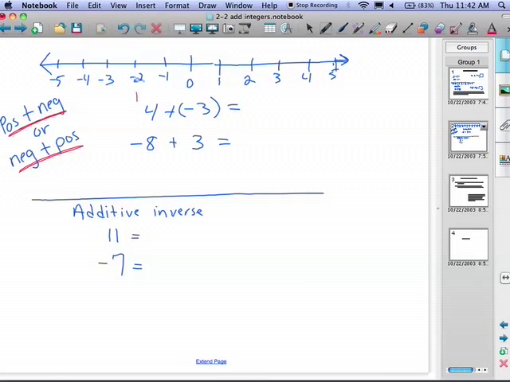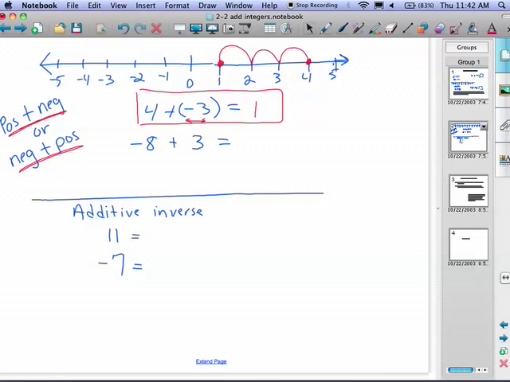In the first example, 4 plus negative 3, we'll start at 4. We're going to go 3 units away from that number in the negative direction. Starting at 4, 1, 2, 3 units away gives us 1. So 4 plus negative 3 leaves you with 1.